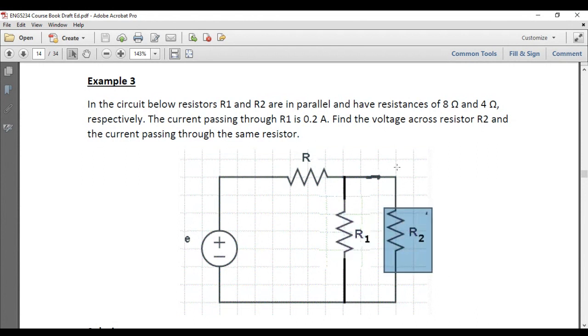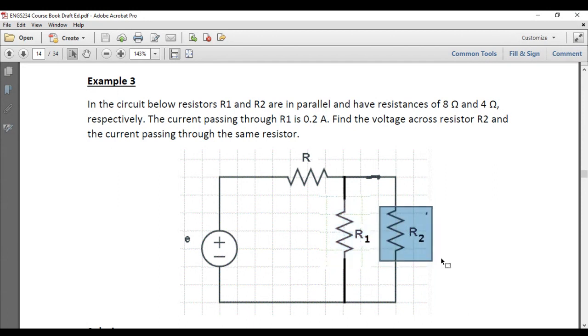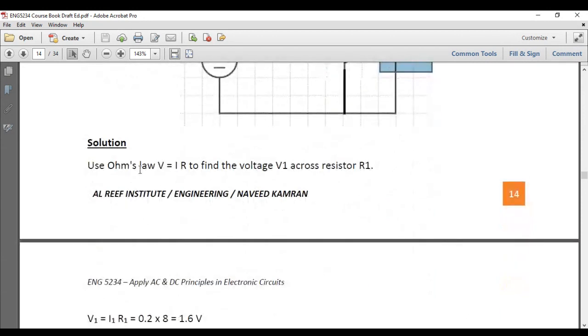Why is that? The reason he is asking us to find the voltage across resistor R2 is that, if you remember, in a parallel circuit, if two resistors are in parallel, the voltage on them will be the same. For example, if the voltage on R1 is 3 volts, the voltage on R2 will also be 3 volts, no difference. So if he is giving us data about R1, and we find the voltage on R1, it will be the same as the voltage on R2. So let's look at the solution.